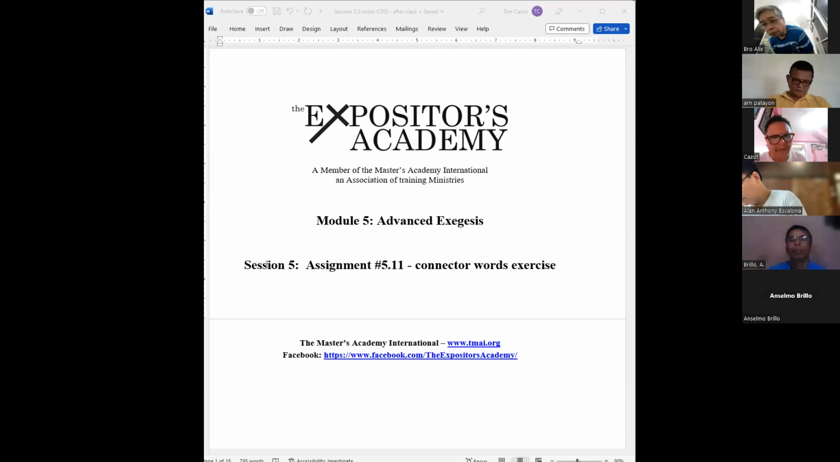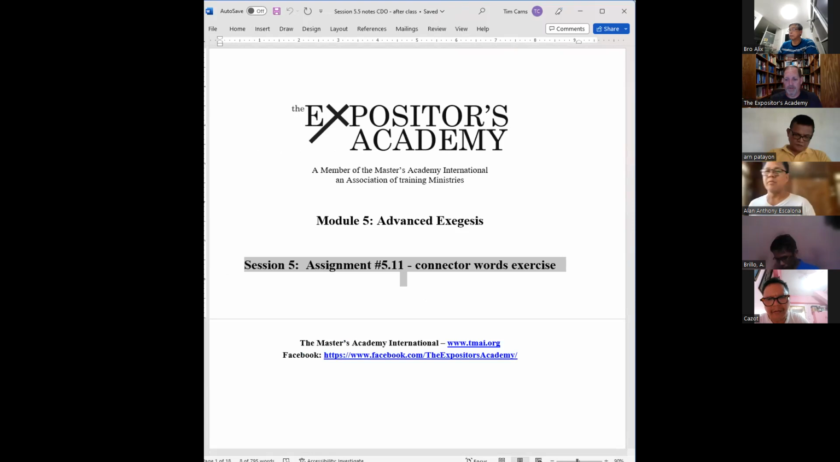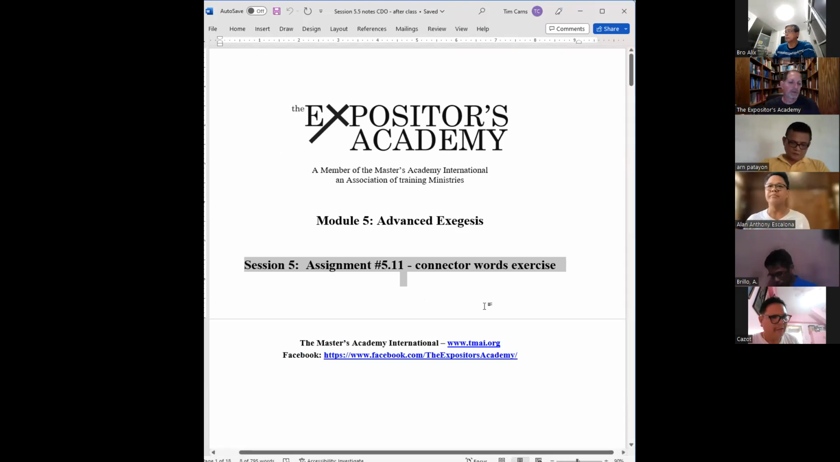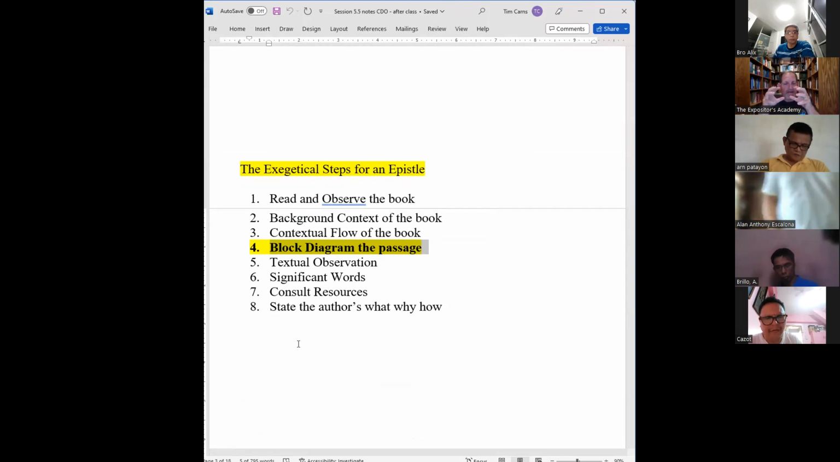So again, today, this session, our focus will be on assignment 5.11, which is the connector words for 2 Timothy. And we'll start working our way through that book together, as I mentioned a moment ago. Now, of course, you remember, this is to help us focus our attention on the 4th step of the process, which is really the first step where we focus attention on the passage itself.